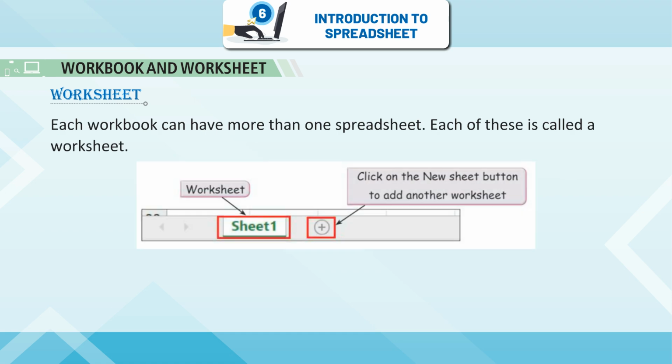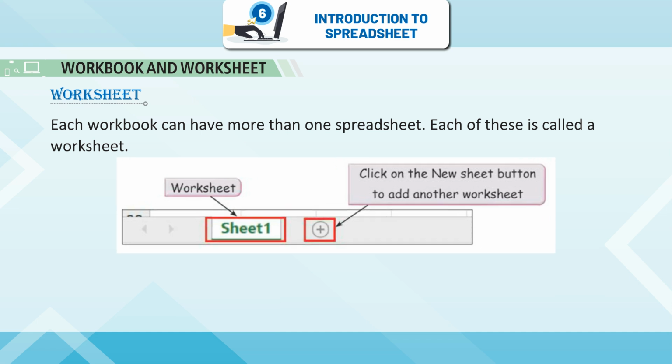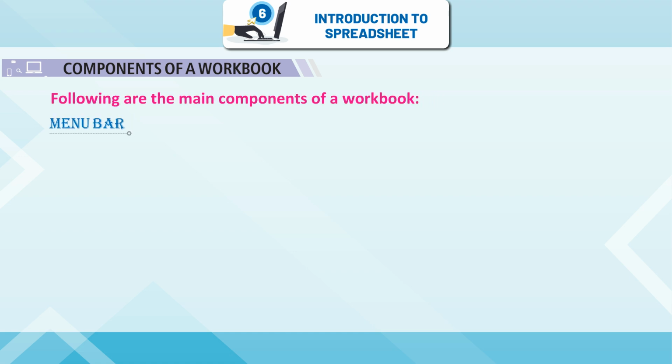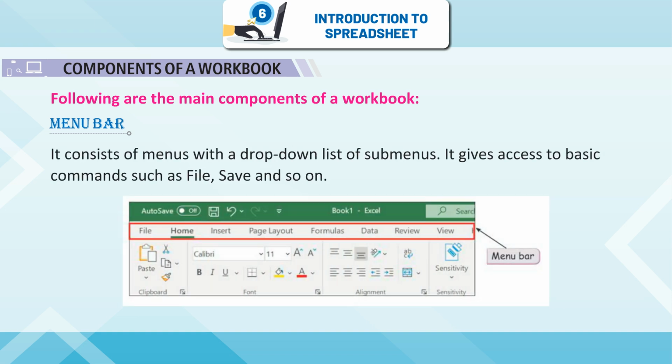Worksheet. Each workbook can have more than one spreadsheet. Each of these is called a worksheet. Click on the New Sheet button to add another worksheet. Components of a workbook. Following are the main components of a workbook. Menu bar. It consists of menus with a drop-down list of submenus. It gives access to basic commands such as file, save, and so on.